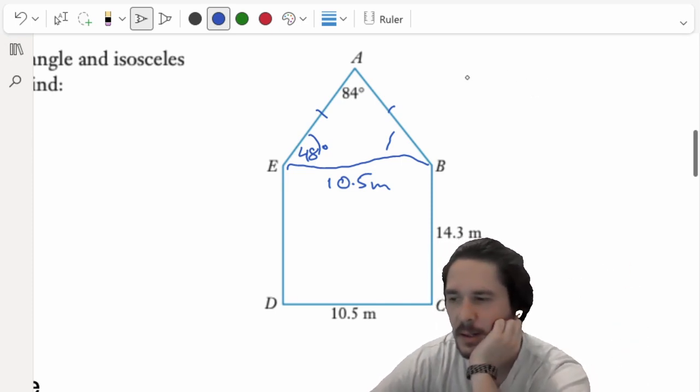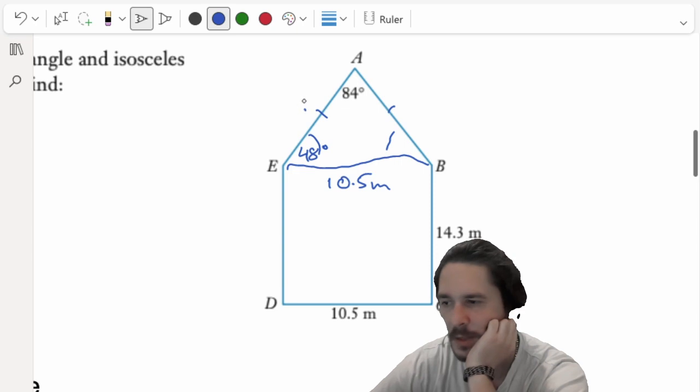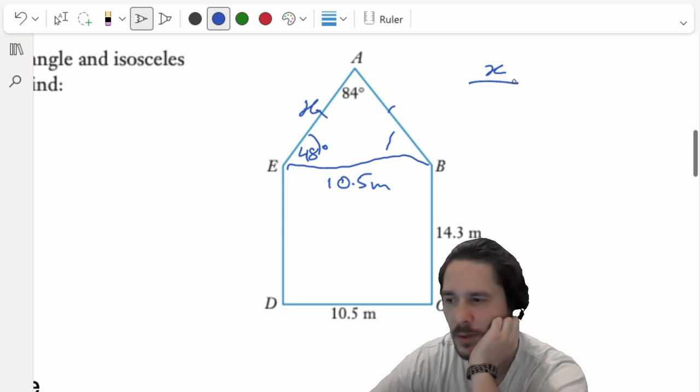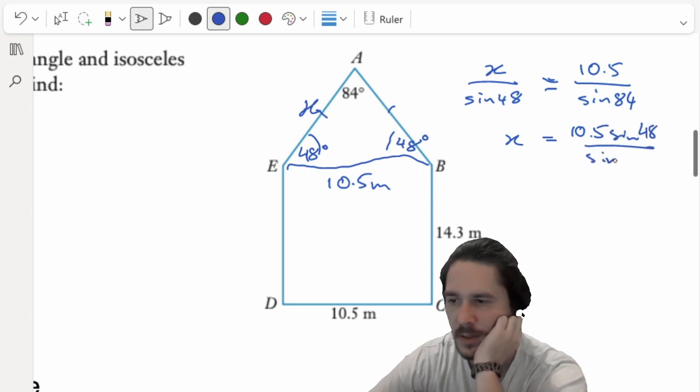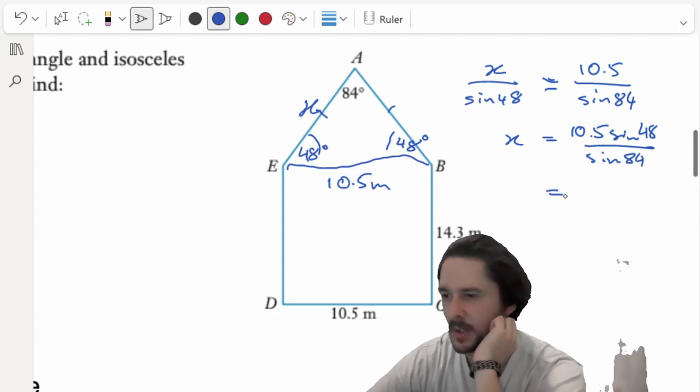So we'd say, what are we looking for? I'm going to label this for now x. So we can say x over sine 48, I probably should have written the 48 degrees on this side actually, equals 10.5 over sine 84. And so we just rearrange that. X is going to be 10.5 times sine 48 over sine 84. And so we can calculate that.